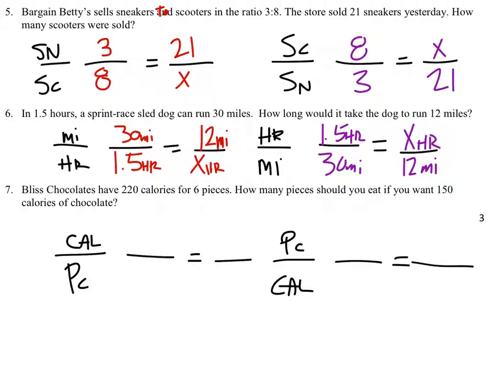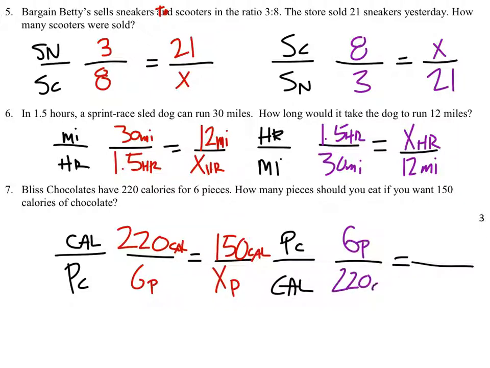And we'll just fill these in. So it's 220 calories for 6 pieces. And we want to eat 150 calories. We just don't know how many pieces. But the same way with pieces, calories, we got 6 pieces for 220 calories, and we want to figure out how many pieces for 150 calories.